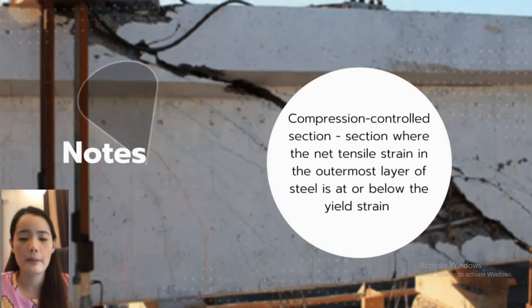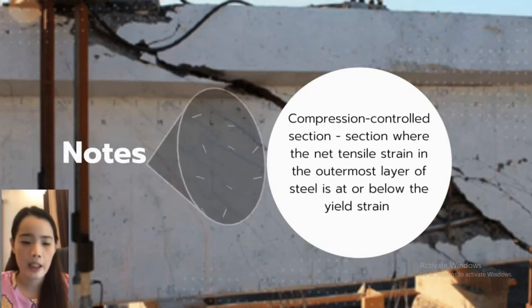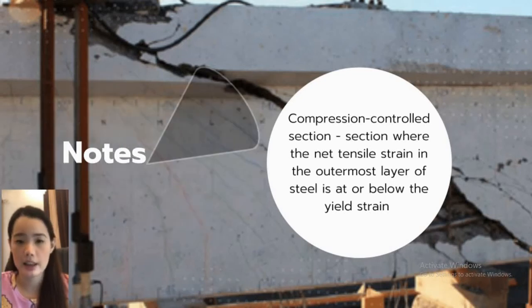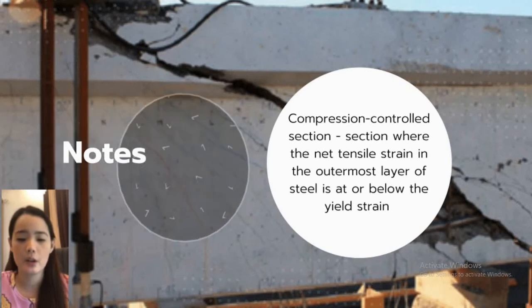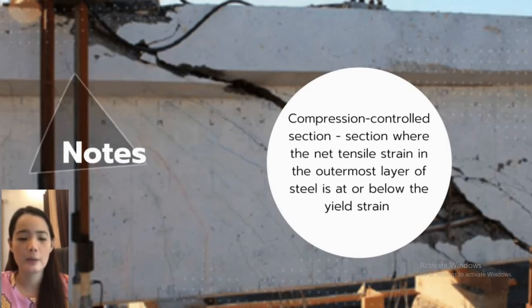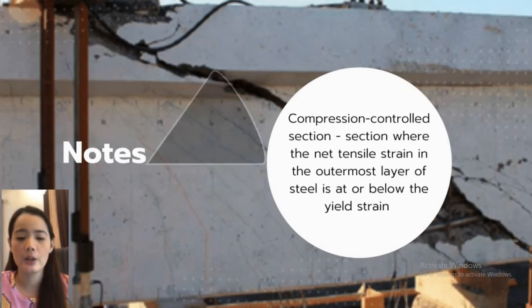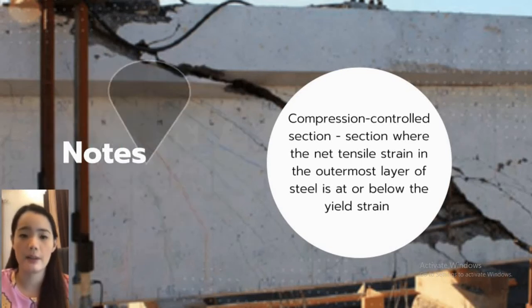Pero if ever man or may mga senaryo na masisira yung structure, may mga certain way. For example, yung feature na to, pwedeng mag-fail sa ganitong paraan kung makikita nyo, may mga part na natatanggal sa beam. Sa mga ganitong senaryo, may mga ganito kung saan yung concrete yung unang nasisira.